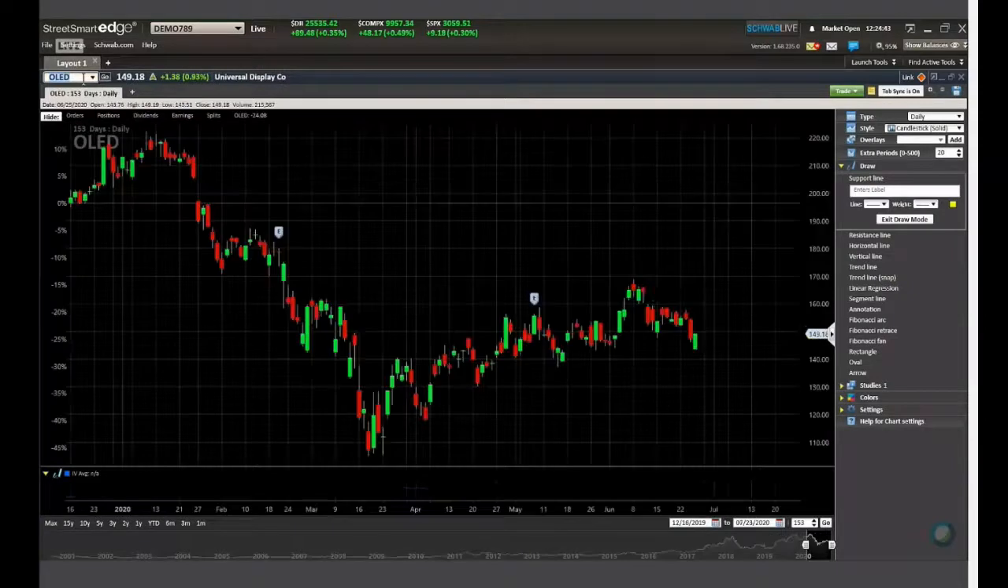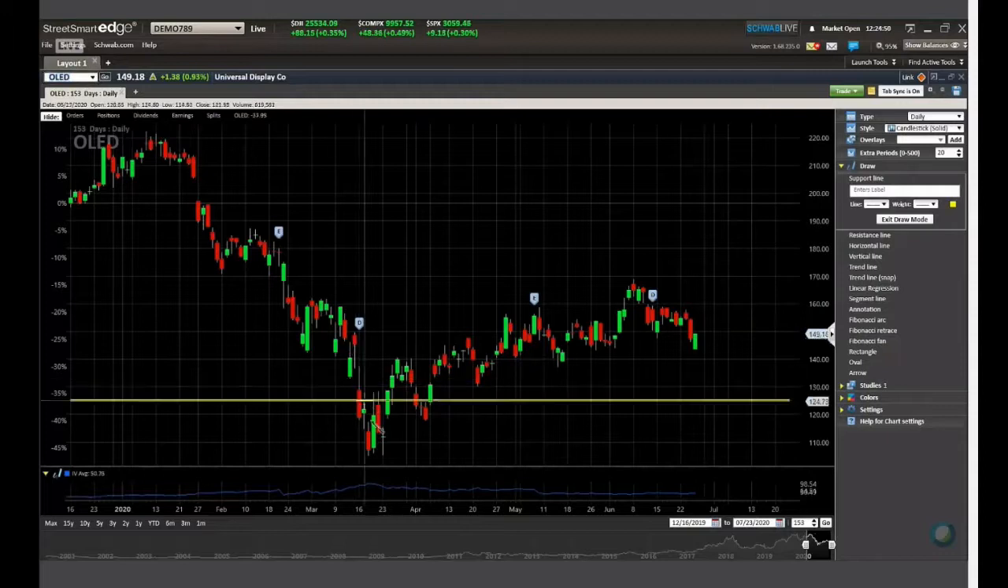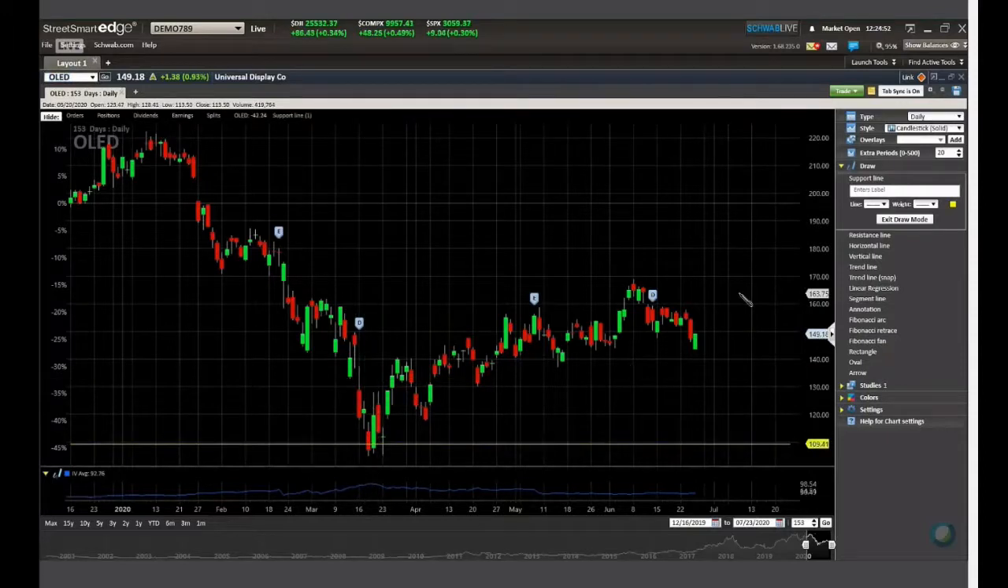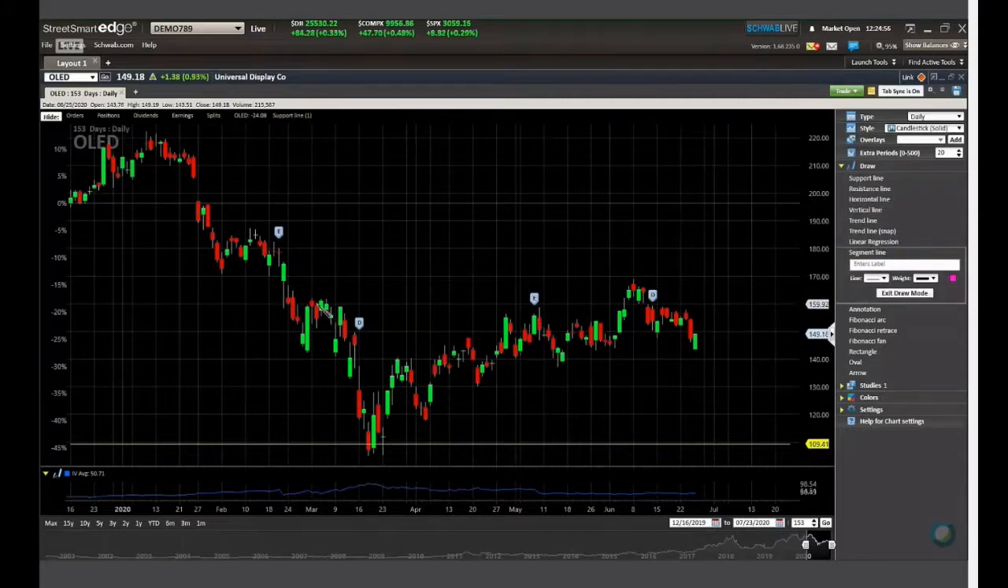OLED, let's see if we can get something out of that one. And we do. Great suggestion. Take a look at this. Down. Whoops. You've got to grab the right tool, first of all. Okay. If you're going to do it, you've got to have the right brush.